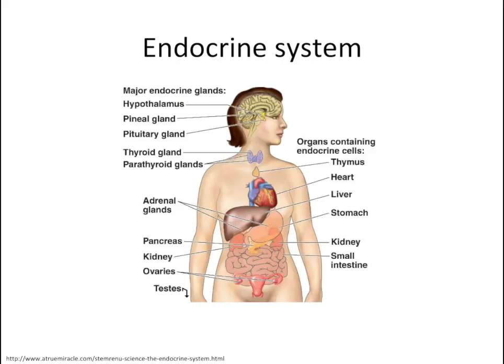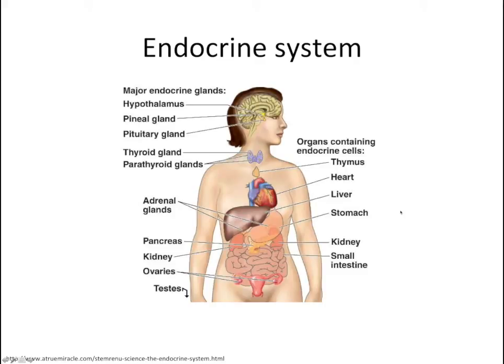This is an overview of the endocrine system with the major endocrine glands listed on the left, the ones that we are going to be focusing on. The hypothalamus, the pituitary, the thyroid, the adrenal glands, the pancreas, and the kidney. And then there are organs that contain endocrine cells, and the ones that we will talk about during these metabolism lectures are liver and kidney.